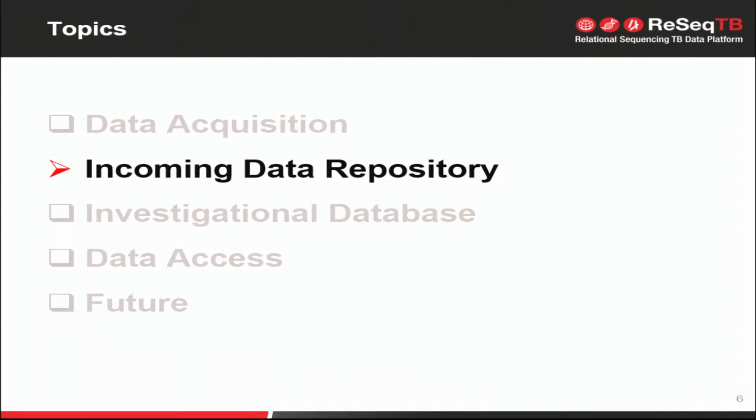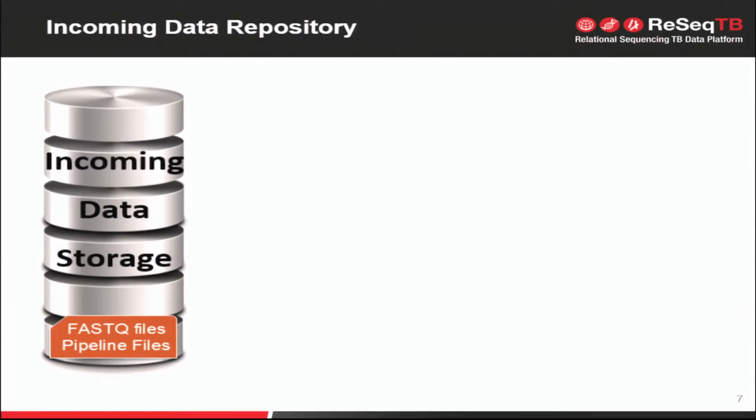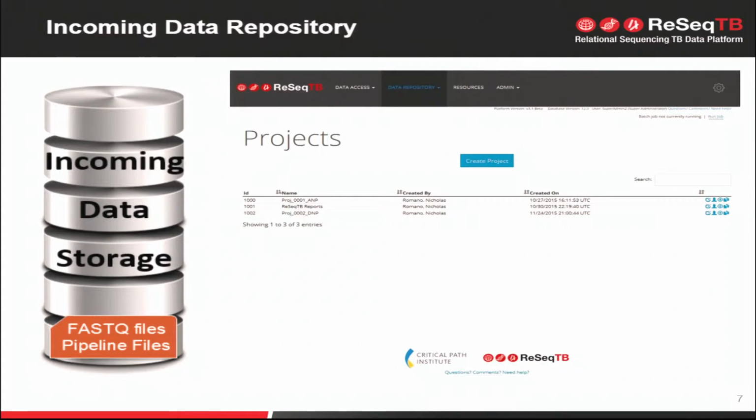All right, next I want to talk about the incoming data repository. This is where we store all the data as contributed, the individual files before it gets mapped and aggregated. This was a challenge because we get thousands and thousands of files. So the way we've structured the incoming data storage server, we have everything separated by projects. So you'll have a set of project files which is really tied to a specific study or a specific contributor.